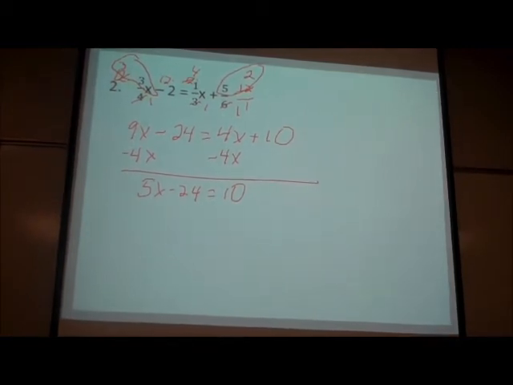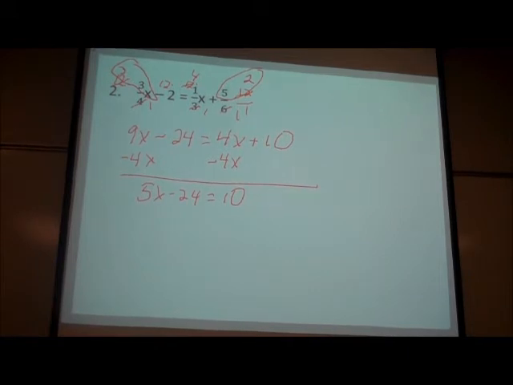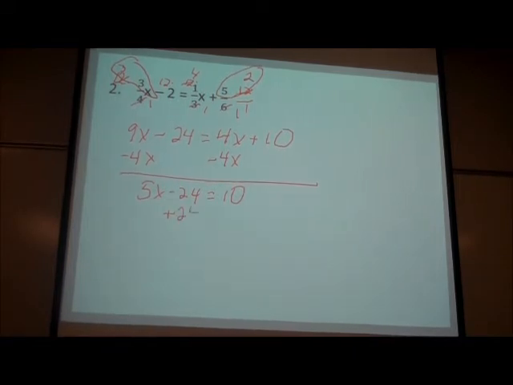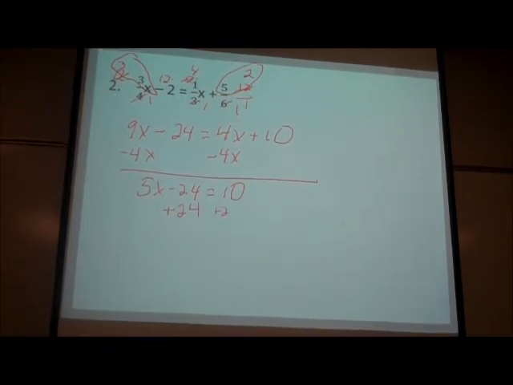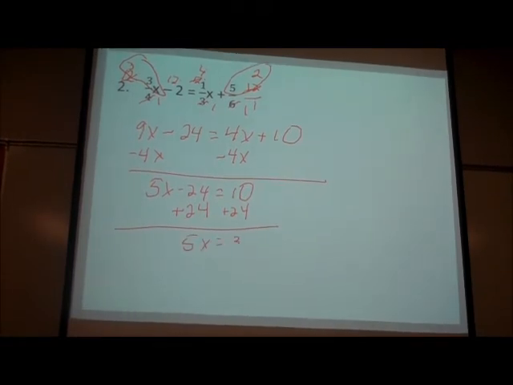What would my next step be, Julian? Subtract 24. Subtract negative 24. Okay, subtract negative or add. Because remember, we're saying what's the opposite of subtract 24? Add 24. So we get 5x equal 34.